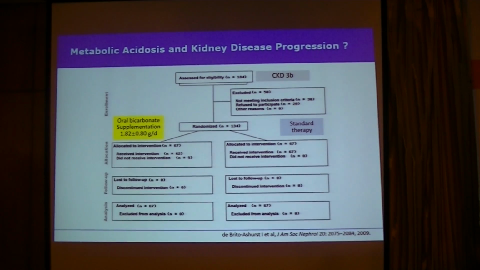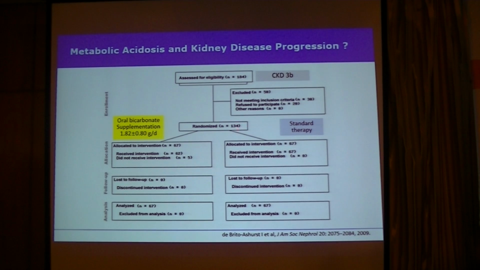Now, two elements, and this is certainly what is new. This is a study which was performed, the first one in 2009, but there is a lot of evidence now, and that was the first study showing that metabolic acidosis has something to do with kidney disease progression. So they made, in the US, a randomized study in CKD stage 3B.